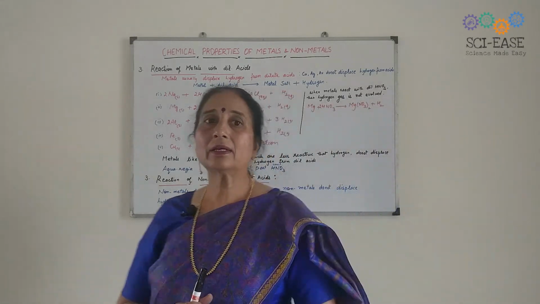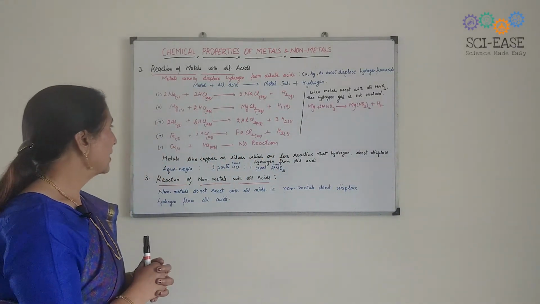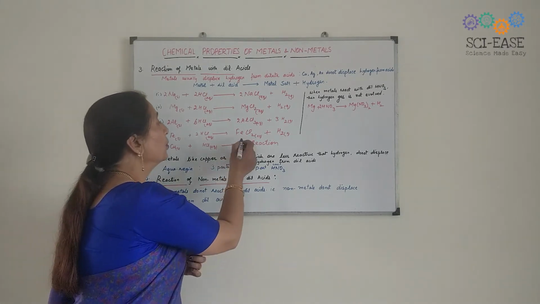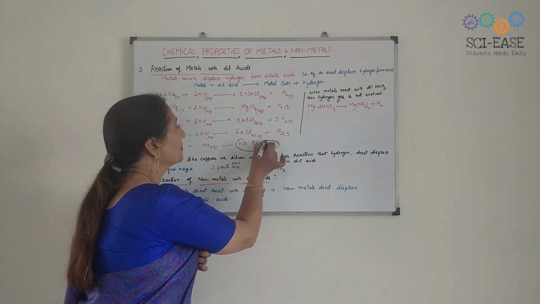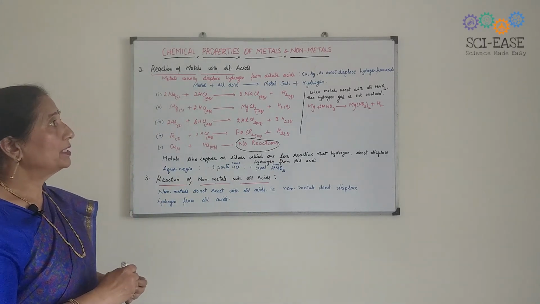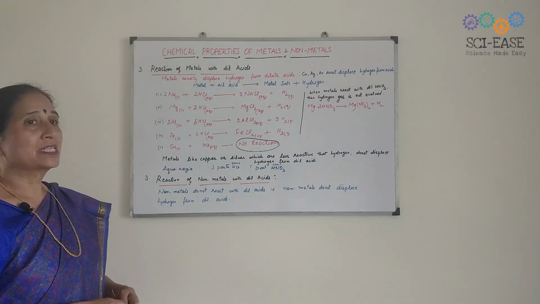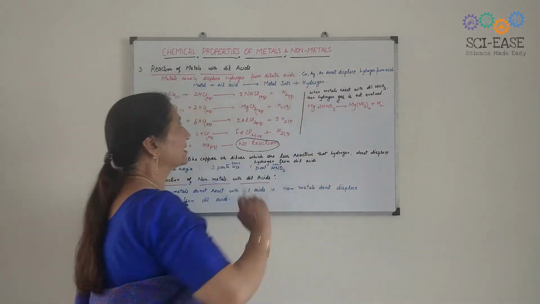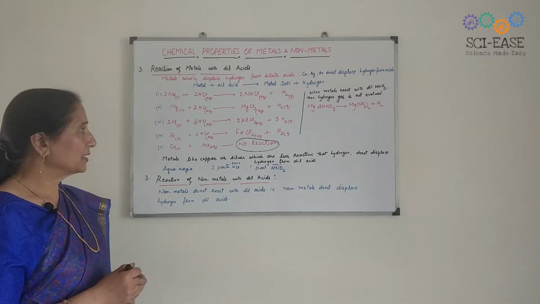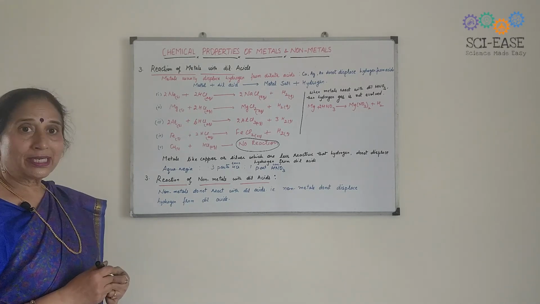But when we take the case of copper plus HCl, there will be no reaction because copper cannot displace hydrogen from acid. In the same way, silver and gold do not react with the dilute acids.